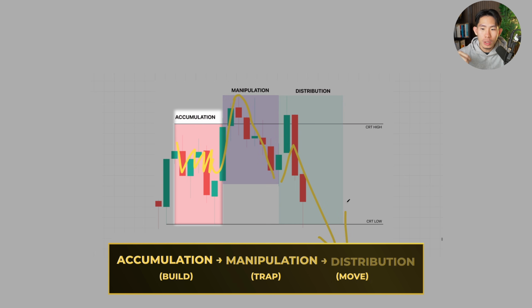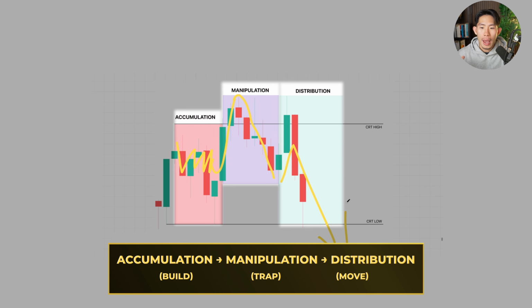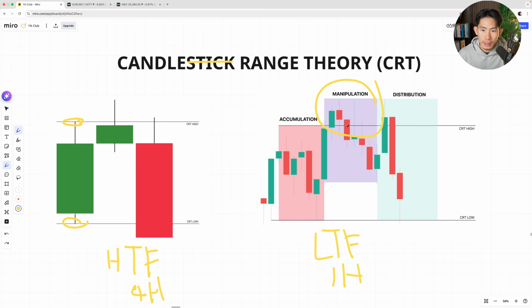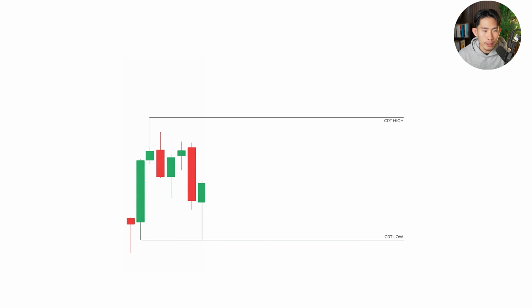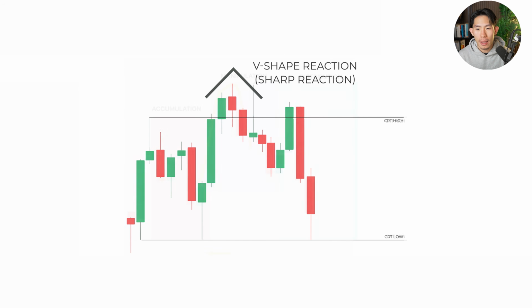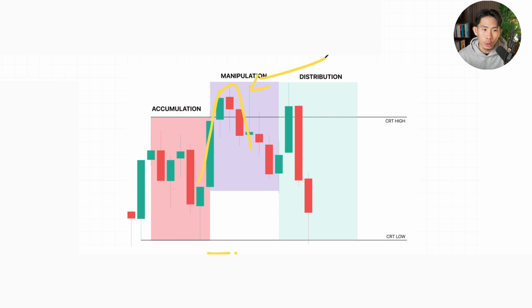So accumulation, manipulation, and distribution. And if you apply that into candle range theory, you will see that when price is sweeping the liquidity above the candlestick high or below the candlestick low, this is where the manipulation phase is going on. Okay, so if you don't understand what I mean, basically, if price goes up there and sweeps one side of the candlestick range and closes back inside the range just like this, forming a V-shaped reaction, causing a false breakout, this means that this move right here is just a liquidity grab.